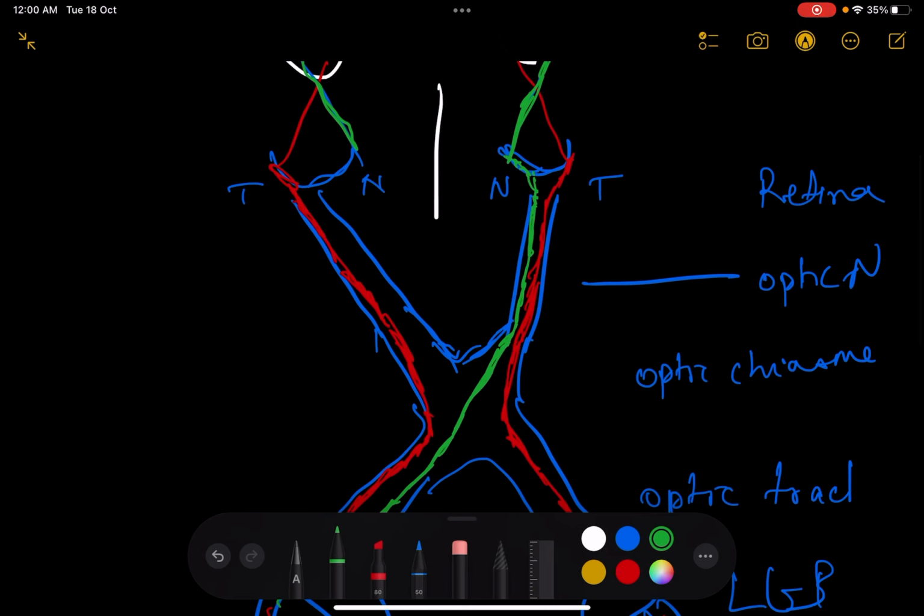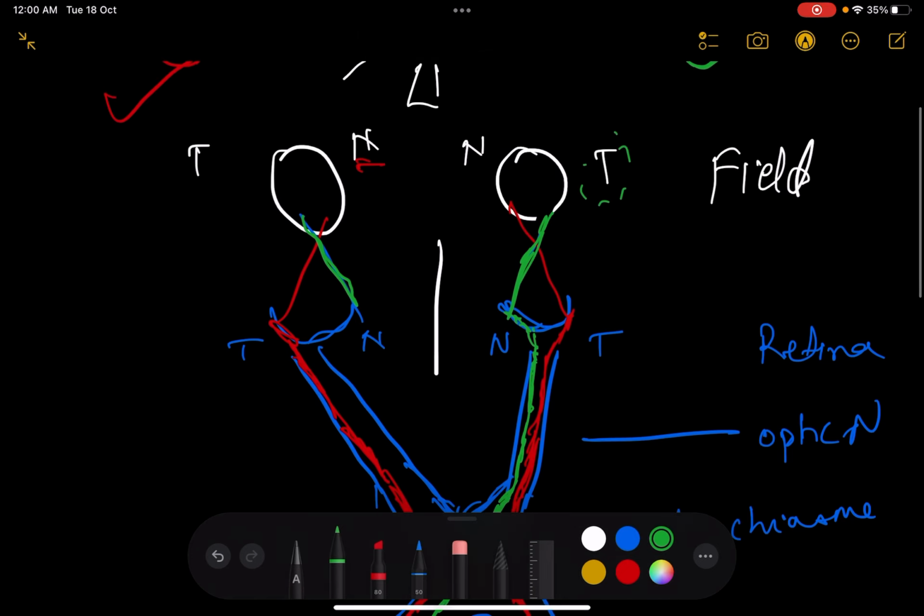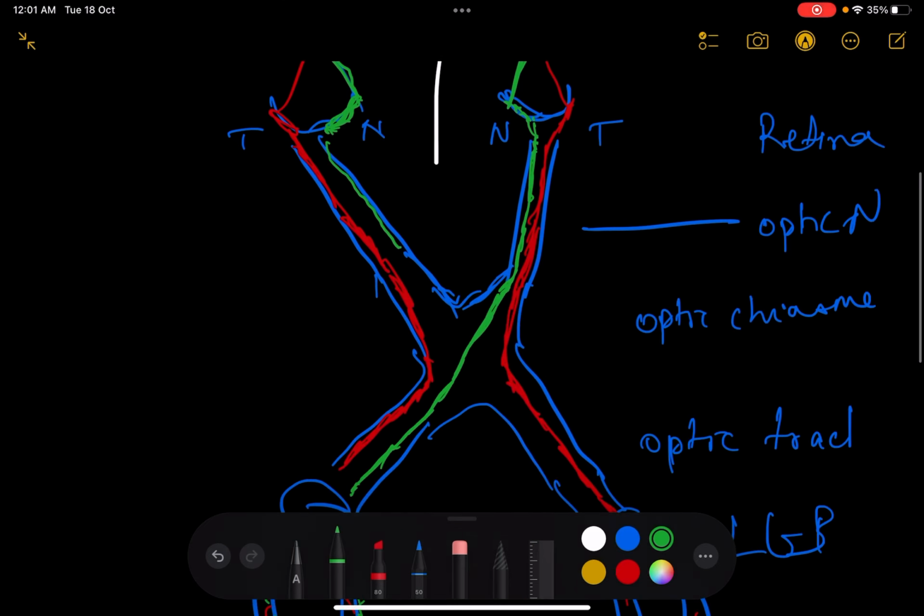Similarly, the temporal field of the right eye projects upon the nasal retina of the right eye, and it again follows the optic nerve of the same eye, and it crisscrosses.